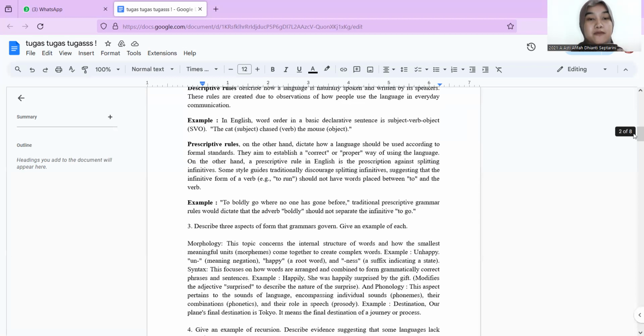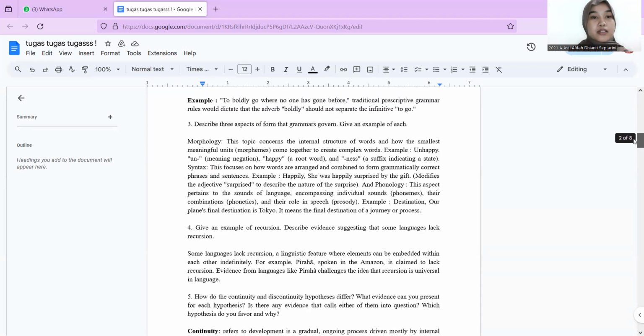And then prescriptive rules, on the other hand, dictate how a language should be used according to formal standards. They aim to establish a correct or proper way of using the language. A prescriptive rule in English is the proscription against splitting infinitives. Some style guides traditionally discourage splitting infinitives, suggesting that the infinitive form of a verb, for example, to run, should not have words placed between to and the verb. For example, to boldly go where no one has gone before. Traditional prescriptive grammar rules will dictate that the adverb boldly should not separate the infinitive to go.